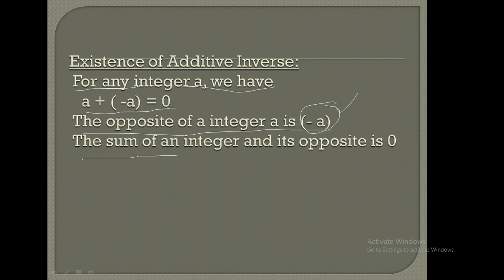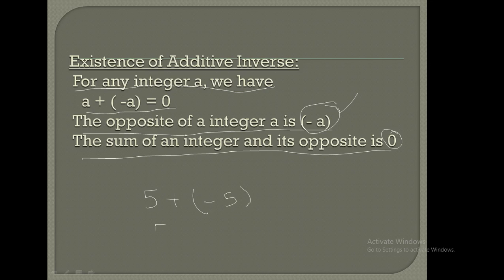The sum of an integer and its opposite is 0. It must be. For example, I can explain this one. Someone says to me, or says to you, what is the additive inverse of 5? Means what is the additive inverse of 5? So what we have to do? We have to add just the opposite sign of the same number.